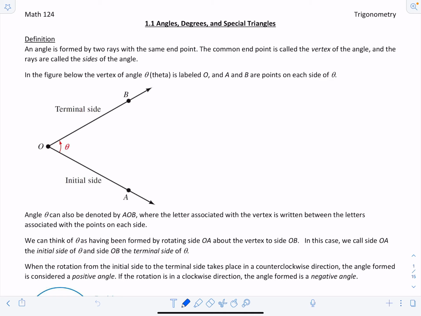This is Trigonometry video lecture for section 1.1 on angles, degrees, and special triangles. So first we have some definitions we need to get out of the way.